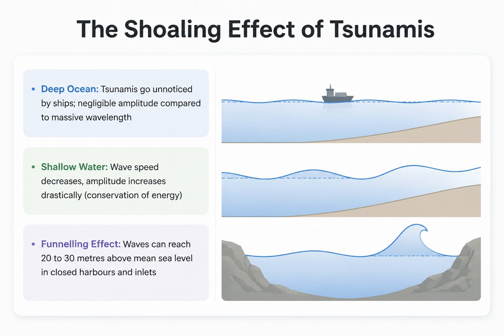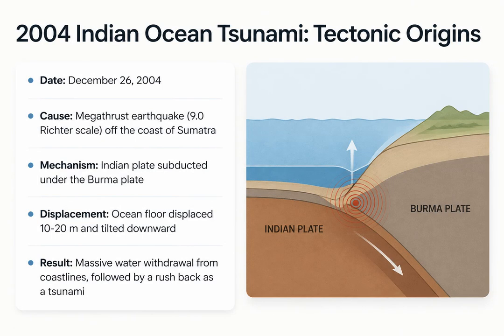Let's look at a devastating real-world example, the 2004 Indian Ocean tsunami. On December 26th, a massive 9.0 magnitude megathrust earthquake struck near the western coast of Sumatra. The Indian tectonic plate violently subducted beneath the Burma plate. This sudden movement displaced the ocean floor by 10 to 20 meters, tilting it downward.